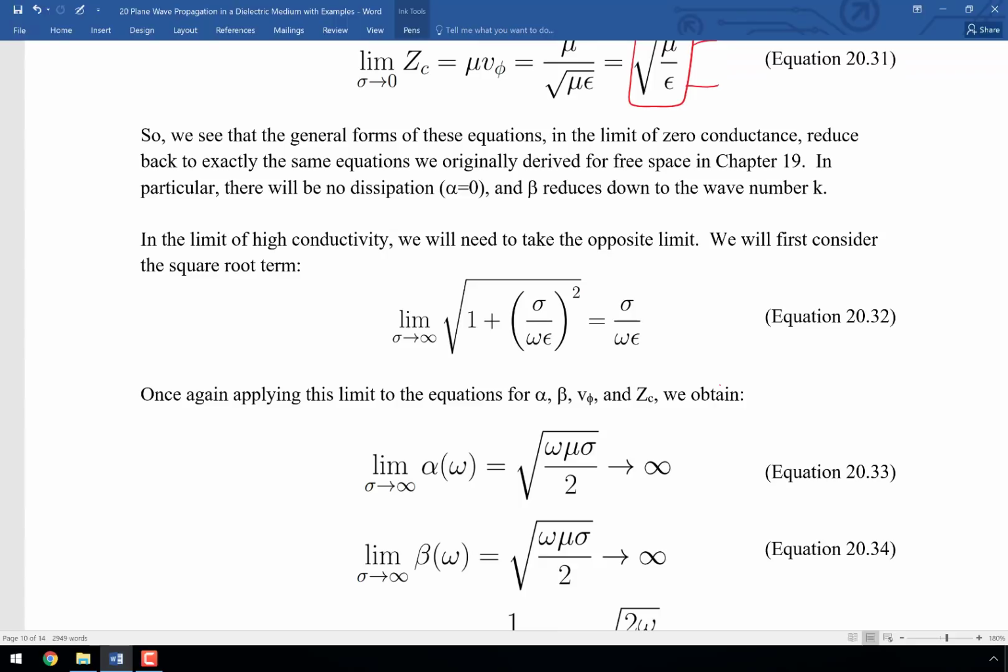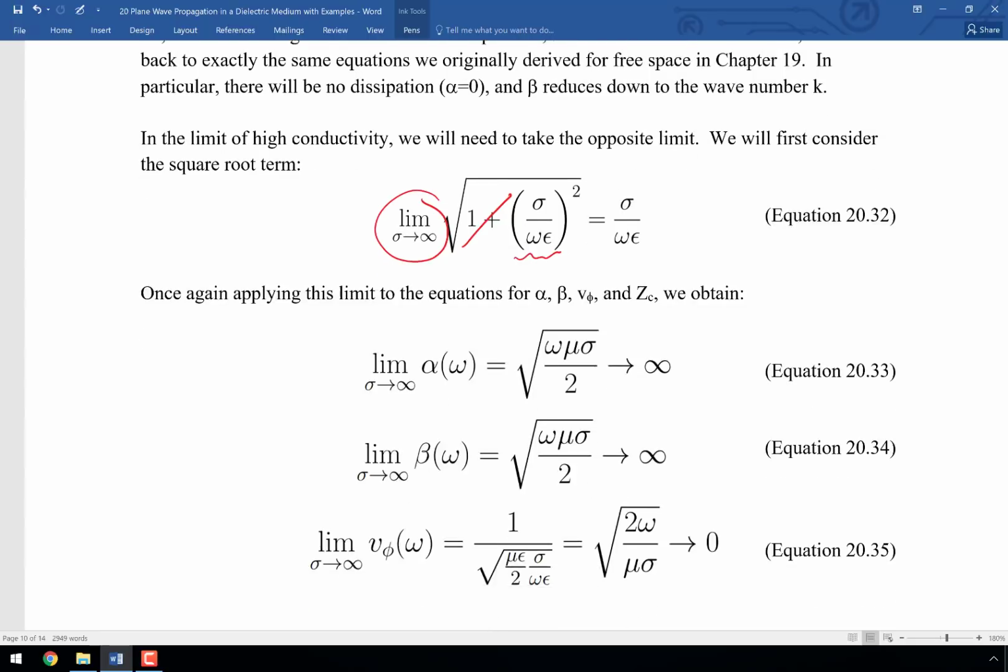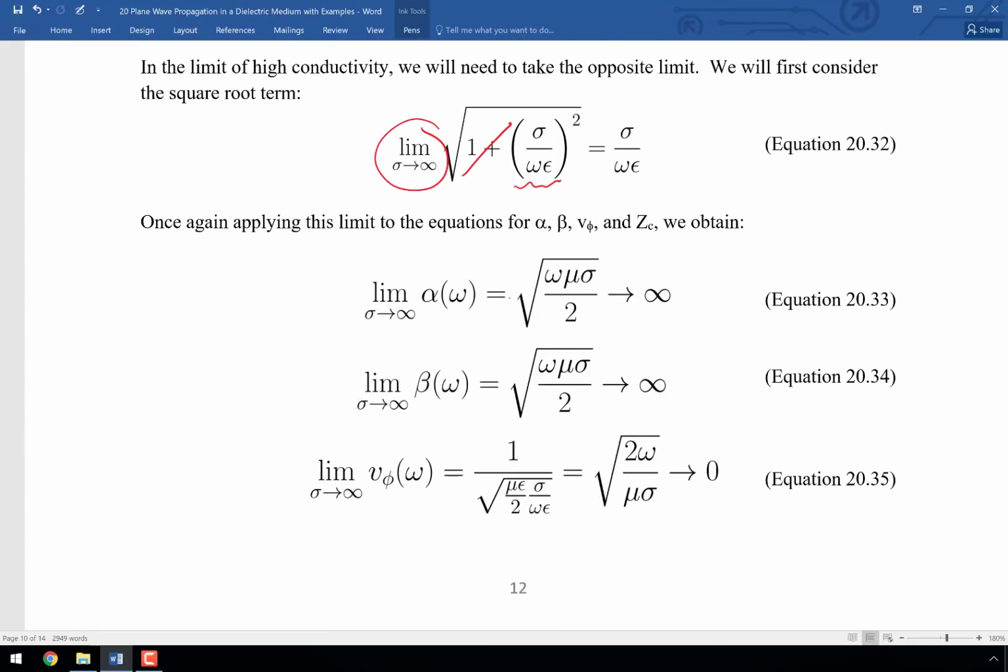Let's take the case of high conductivity. So now we have a conductor. We're taking the limit as sigma goes to infinity. If we do that, then this term here becomes quite large. It means that the 1 becomes negligible. We end up with the square root of the square of sigma over omega epsilon, which is just sigma over omega epsilon. So again, we can use that to more easily calculate alpha and beta.